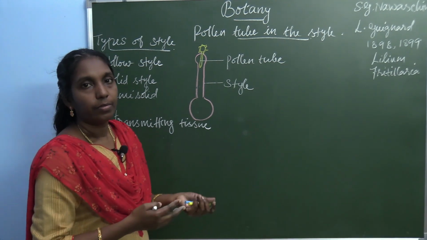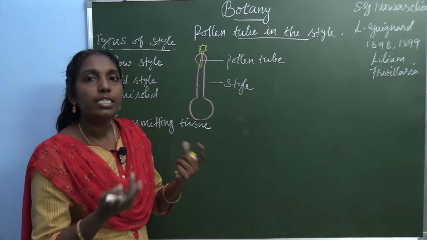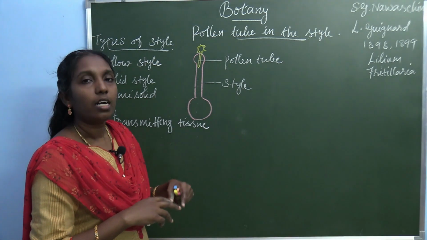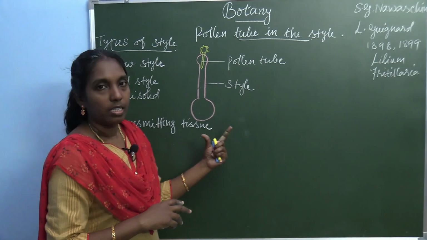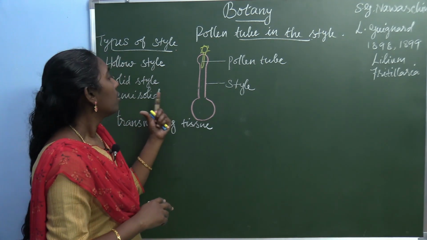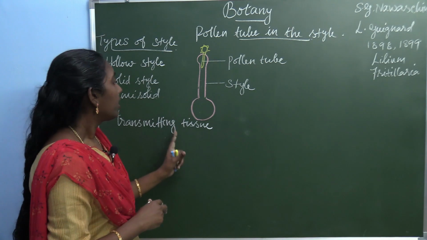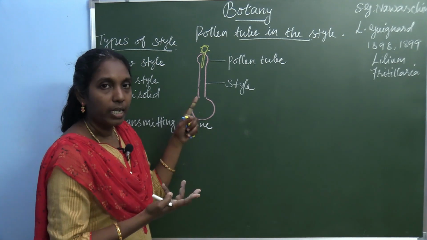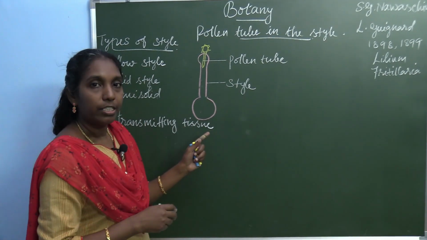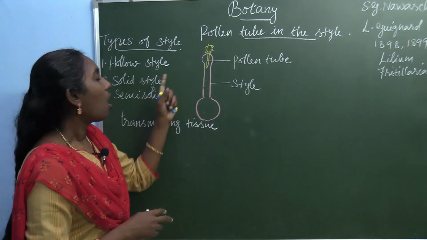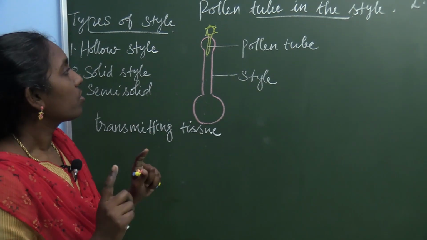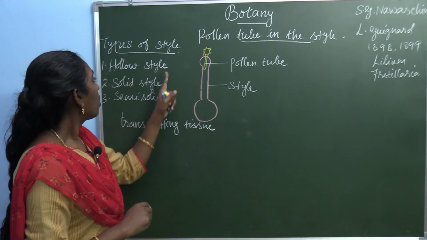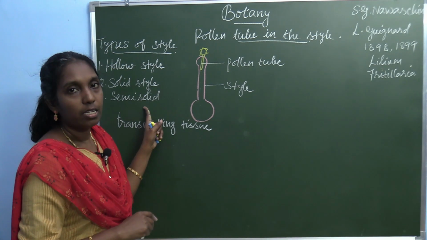Then semi-solid. In semi-solid type of style, it's the intermediate between the hollow style and the solid style. There are different opinions among the authors. Some authors suggest that the transmitting tissue is present only in the solid style. But some other authors suggest the transmitting tissue is present in the hollow style also. So, the first topic you have learned is types of style. There are three different types of style observed: hollow, solid and semi-solid.